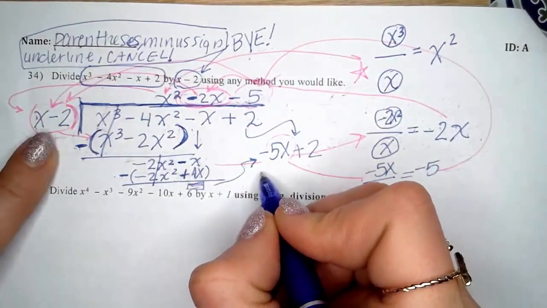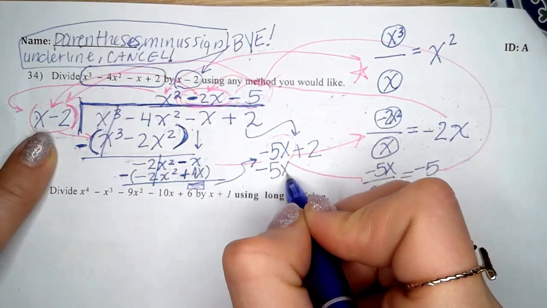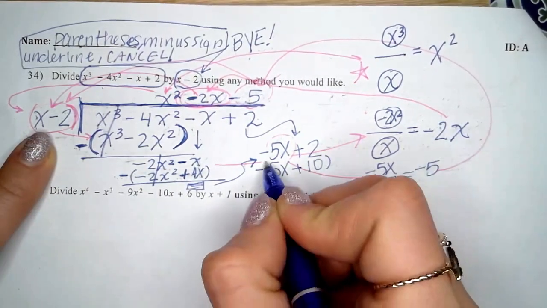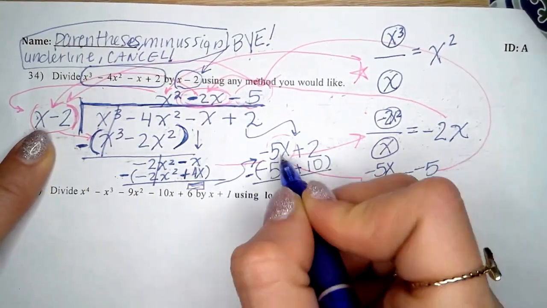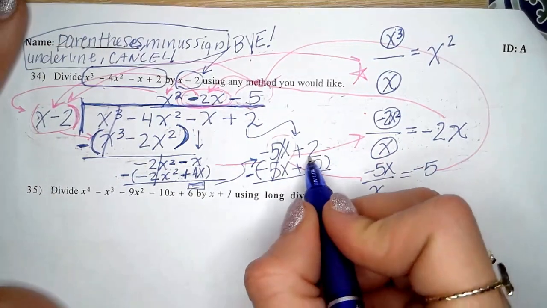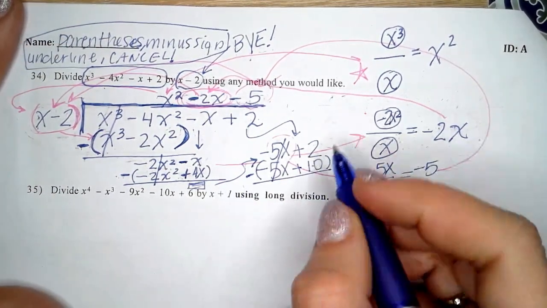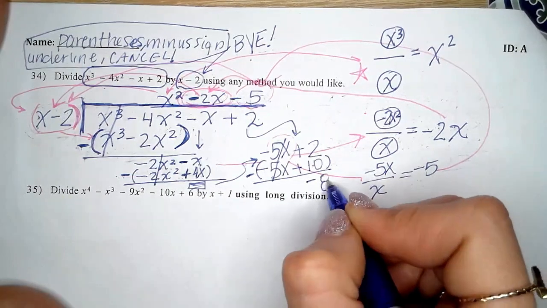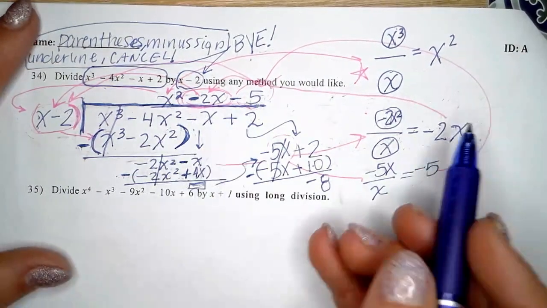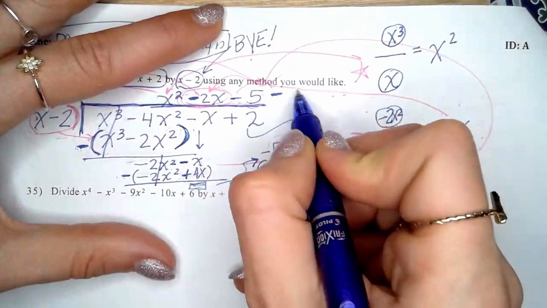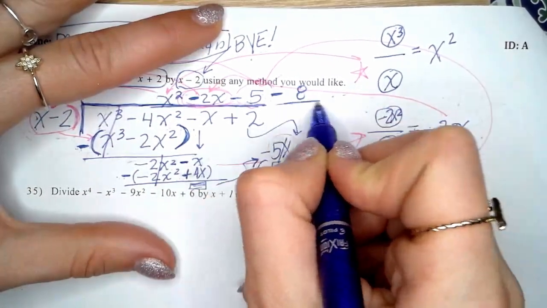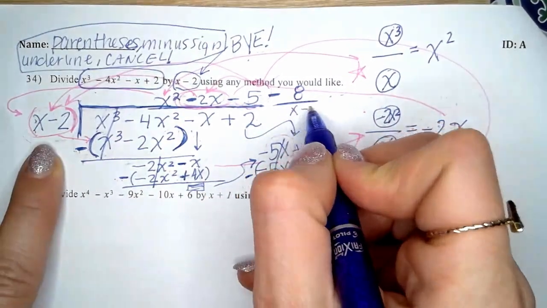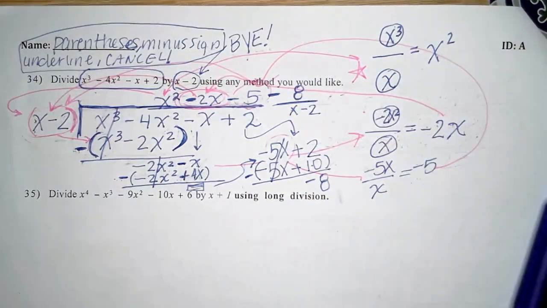Negative 5 times that is good. And then last time, parentheses, minus sign, underline, cancel. Now it's 2 minus 10, which is negative 8. So this part up here is my answer so far. And all I'm going to do is minus for the 8. 8 over x minus 2. And we're done. Now, that's a hard one.